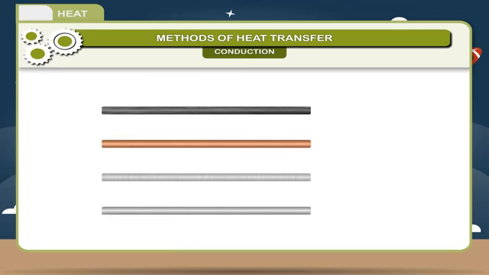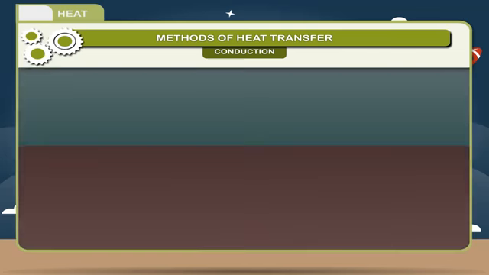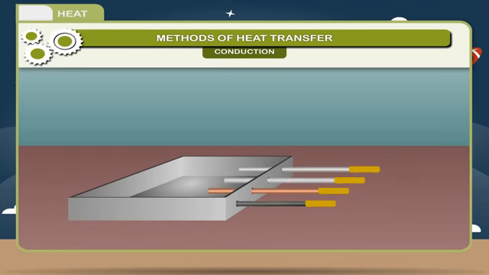Activity: take 4 rods of different metals, say iron, copper, aluminium, and silver. The rods should be identical. Put equal amount of wax on one of their ends. Take small metal container, make holes in the container, and insert the rods inside the container so that the end having wax is outside, as shown in the figure.